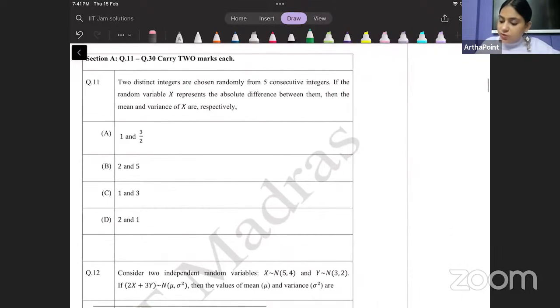Okay, next, come and see. Two distinct integers are chosen. Okay, don't worry, these are not the solutions. The aim right now was just to understand what the pattern is, what kind of questions came. That is what I want to go ahead and understand with you guys.